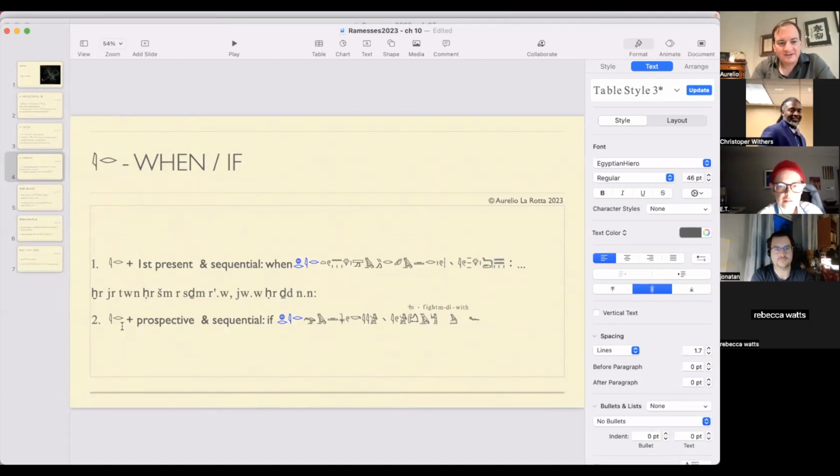I think so. Well done. That's really it. The point here being that you can also use it as a conjunction to indicate when something happened, then something else happened. When you combine it with a prospective, it gets more of a nuance of "if."